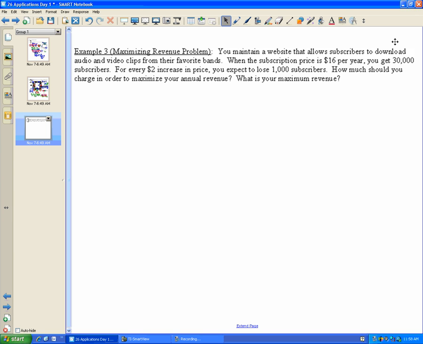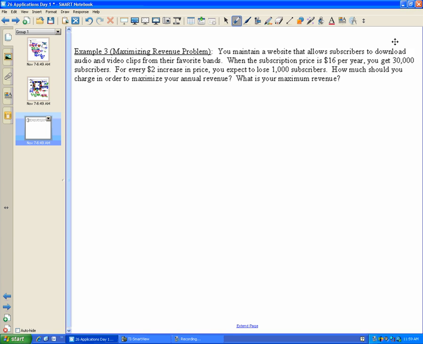Example 3, maximizing revenue problem. You maintain a website that allows subscribers to download audio and video clips from their favorite bands. When the subscription price is $16 per year, you get 30,000 subscribers. For every $2 increase in price, you expect to lose 1,000 subscribers. How much should you charge in order to maximize your annual revenue? What is your maximum revenue?